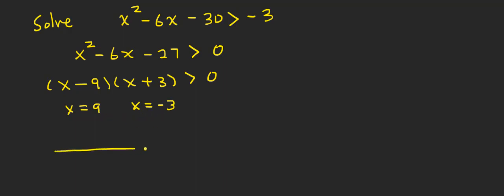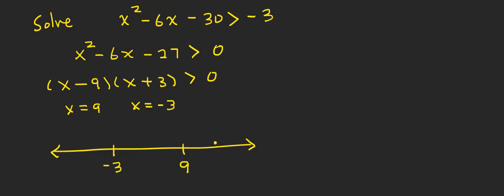So now we're going to create this thing called a sign chart. And we're going to put negative 3 and 9 in order. Make sure these are in order, smaller to larger. Now, what we need to do is choose test values. So what do I mean by that? You have 9. What are the numbers that are greater than 9? That's 10, 11, 12, and so forth. That's an infinite number of possibilities. So choose a nice number that's greater than 9.